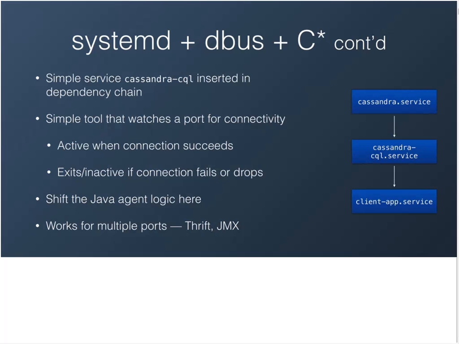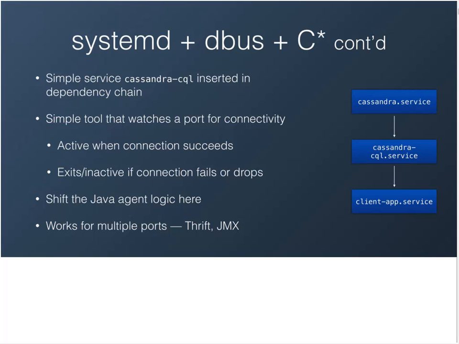The other thing that we've been playing around with, which we've tested in dev but we're not actually using in production, is a simple systemd service, like in this example, Cassandra CQL, which is inserted into the dependency chain between the client application that wants to use CQL and Cassandra itself. The Cassandra CQL service is a wrapper around a very simple tool, it could be a Python script, that watches a port for connectivity. It's basically doing the same thing as that Java agent was doing, attempting a connection to the port, and if it succeeds, marking itself as successful. But if the connection fails, it exits the process, and therefore the dependent application, in this case the client, won't start because the parent dependency fails to start as well.